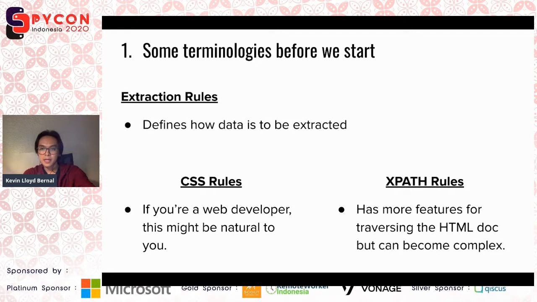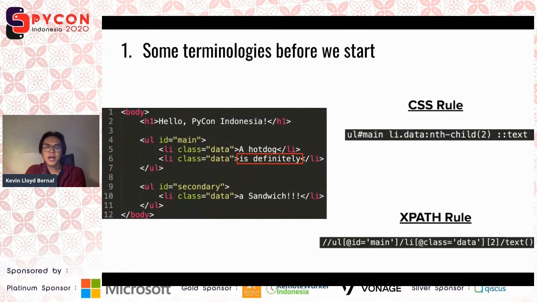But then there's also a second one named Xpath rules, which has a bit more features than CSS rules for traversing HTML or XML documents, but it could be a bit more complex. And it's also important to note that Xpath rules are also able to parse XML documents, not just HTML documents like CSS does. And just a brief highlight here about the syntactical differences between CSS and Xpath.